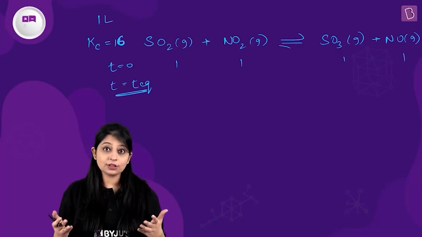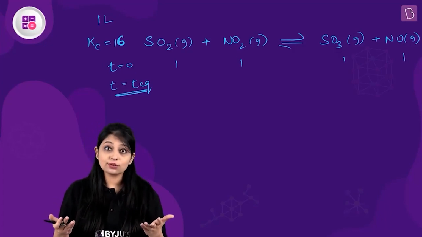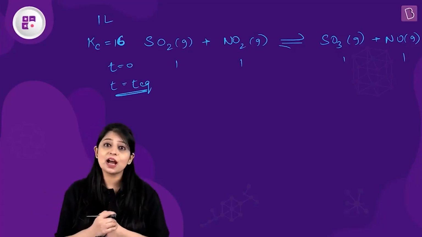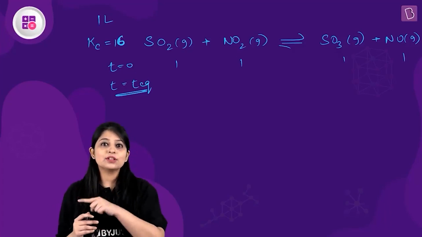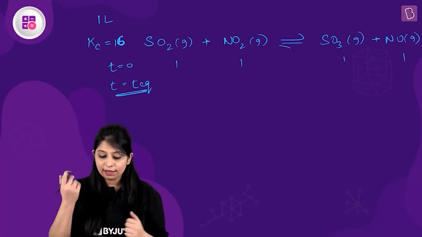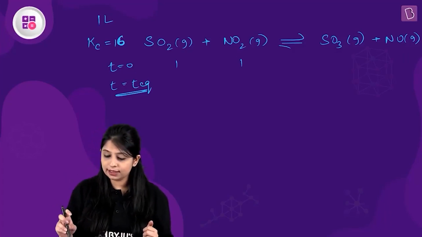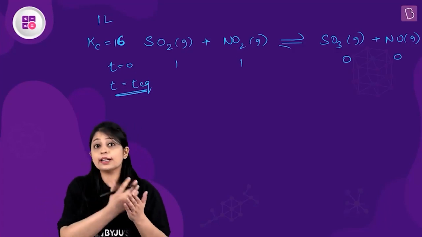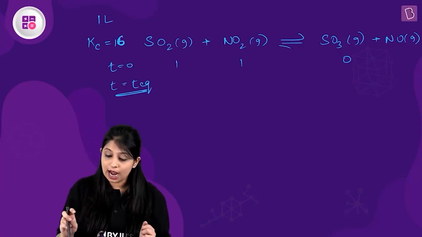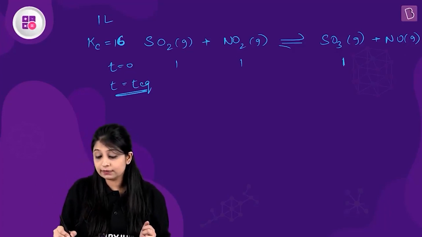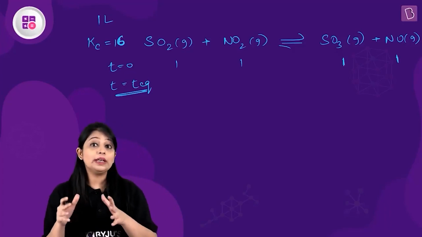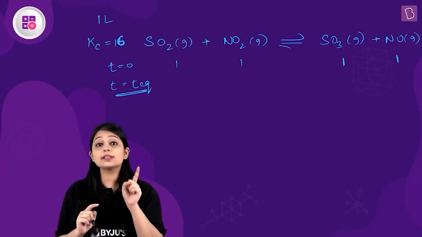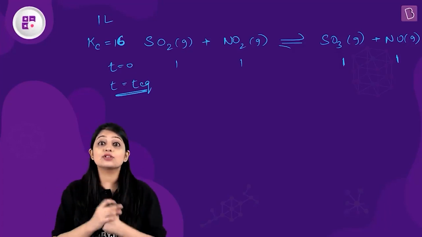So this reaction is a reversible reaction, right? It can proceed in the forward direction, and it can proceed in the backward direction as well. How do you get to know in which direction it is going? If you have only the reactants and do not have the products, then we know for sure that it's going in the forward direction. However, right now we are given one mole each of the products as well. So the first thing that we have to find out is in which direction this reaction is proceeding.